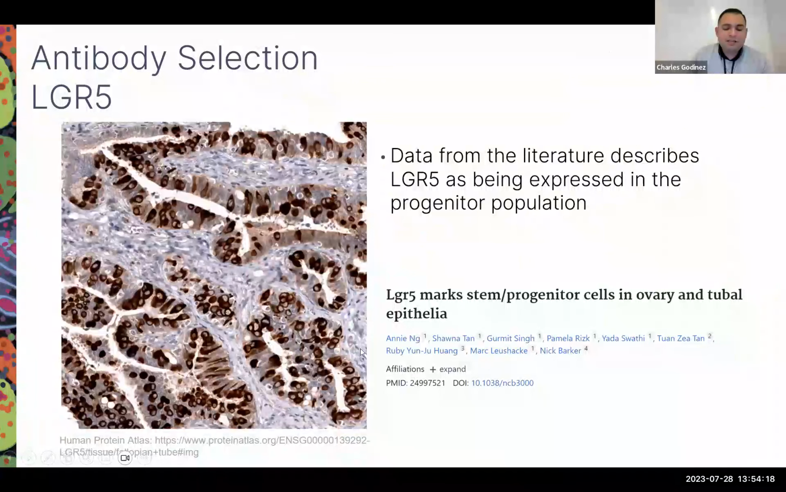So this is an immunohistochemical staining of a fallopian tube section on a slide stained with LGR5, where you see the brown staining that corresponds to LGR5 protein expression. The IHC looked reasonable, and the data from the literature describe LGR5 as being expressed in the progenitor population, so we decided it would be a good candidate.